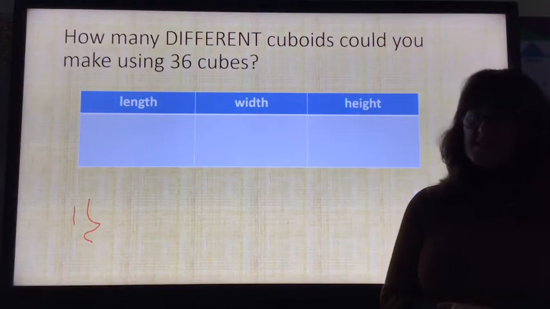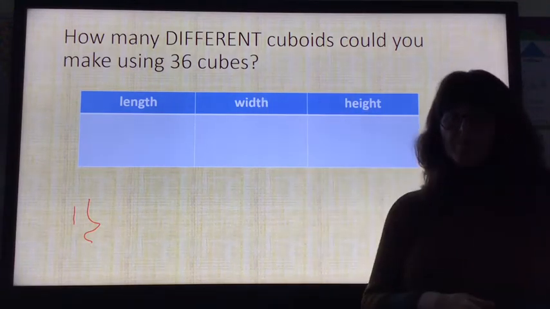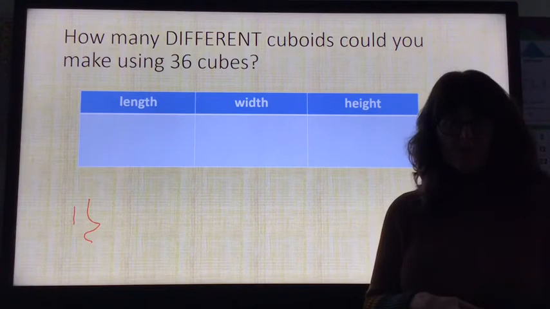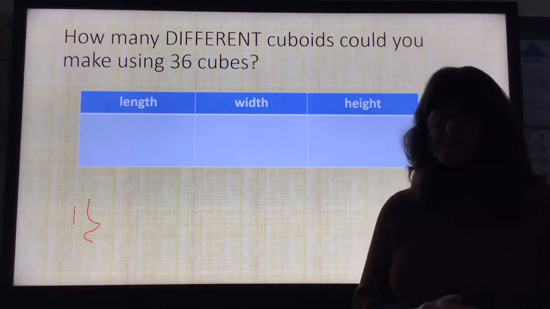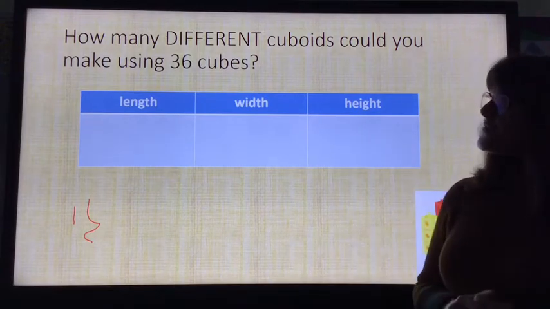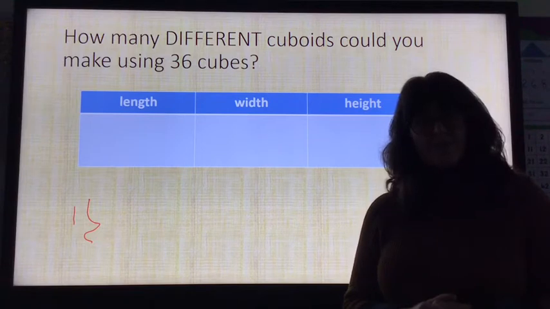Now, for this activity, I want you to imagine you've got 36 small cubes. And if you do have little building cubes at home, now is the time to go and get them, because this will make this exercise a lot easier. And I want you to think how many different cuboids you could build using those 36 cubes.